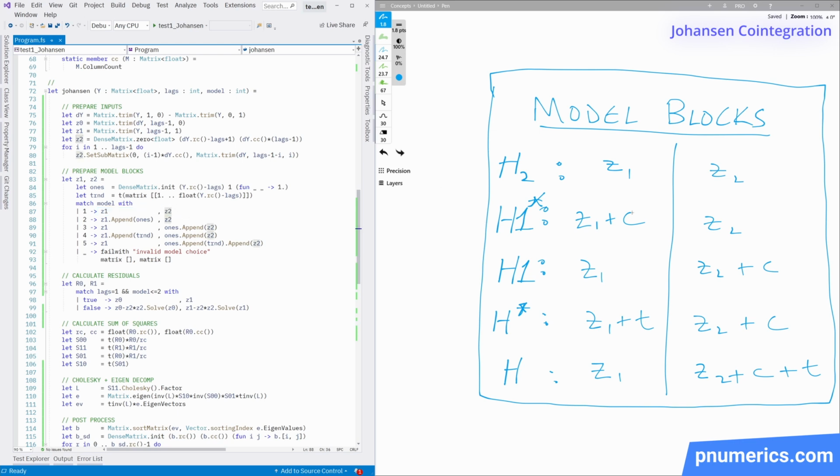H1 star, we append a constant, which is a column of ones right there, to Z1 and return that. We return Z2 unmutated. H1 is, we do not modify the levels data, but we modify the wide difference matrix by appending a column of ones to it.